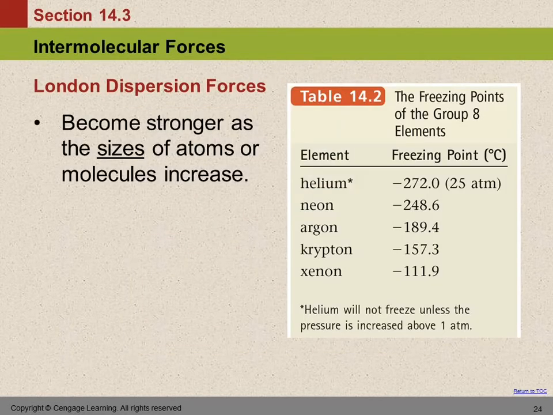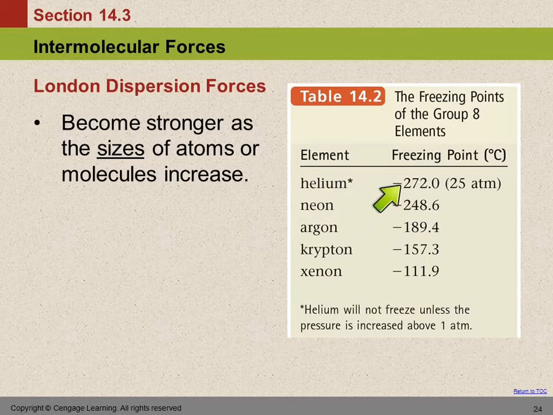We can see that by looking at or comparing freezing points of elements in a group of the periodic table. So these are the noble gases, and this is going down the periodic table: helium, neon, argon, krypton, xenon. As we're going down, the mass of these is getting larger, the size of them is getting larger. Xenon has a mass of 131, helium has a mass of 4. And what do we see happening with the freezing point?